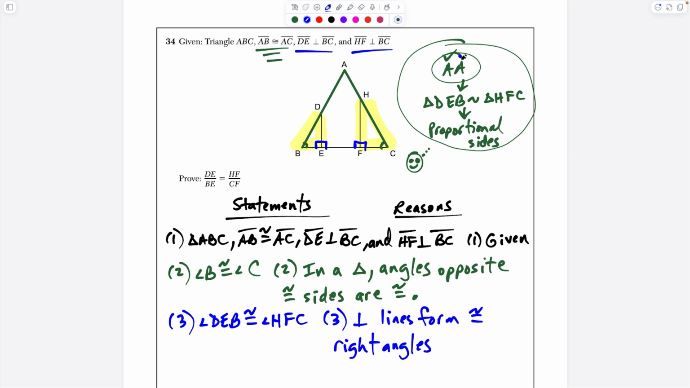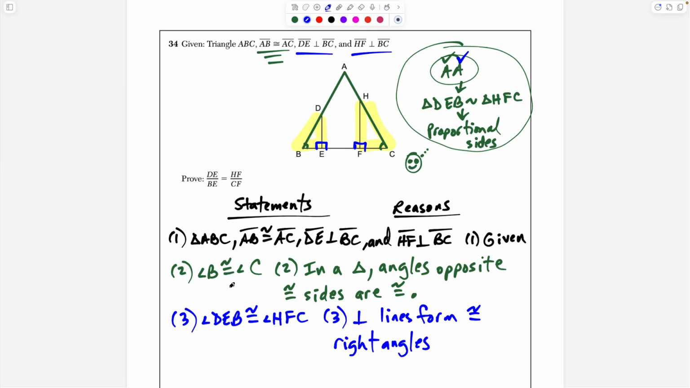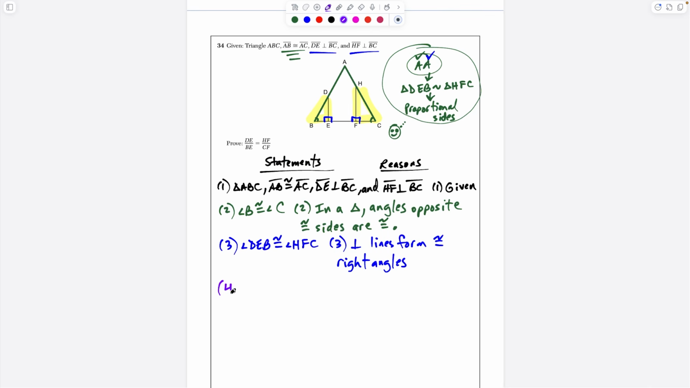So now that we've established that we have two pairs of congruent angles, we can now say the triangles are similar. So now let's write, we have triangle DEB is similar to triangle HFC. And how do we know this is true? This is true by angle, angle.